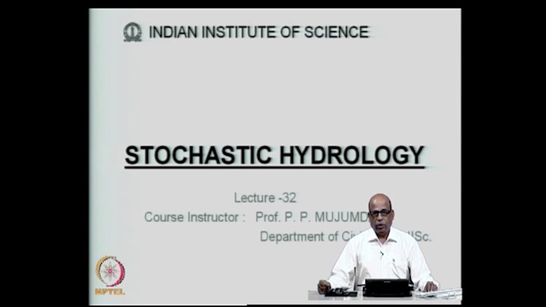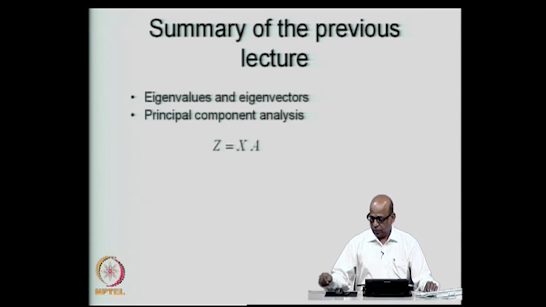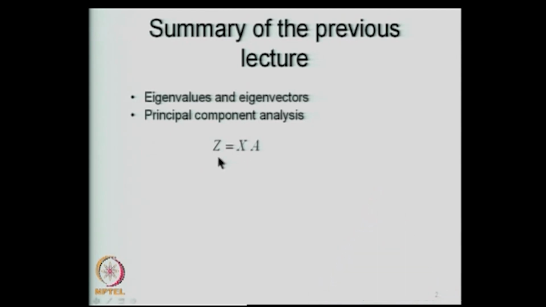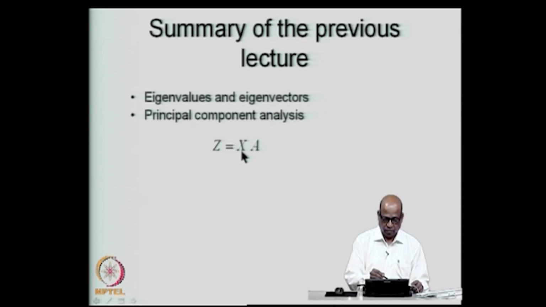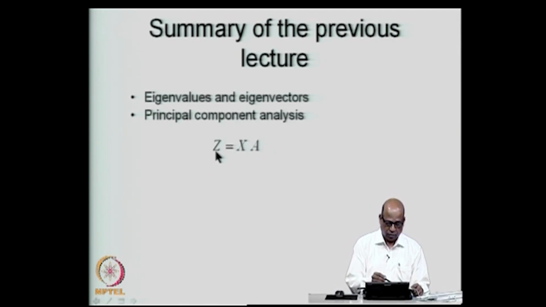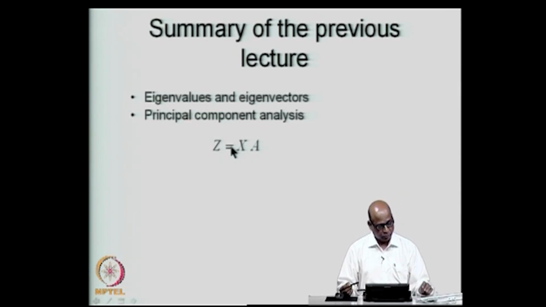Then we went on to do the principal component analysis, where we express z equal to x A, where z is the transformed data and x is your original data. If you have p variables, each having n observations, then x will be of size n by p, and A is a matrix consisting of the eigenvectors, so it will be of size p by p. That is how you get the transformed data z. This is what we did in the principal component analysis.